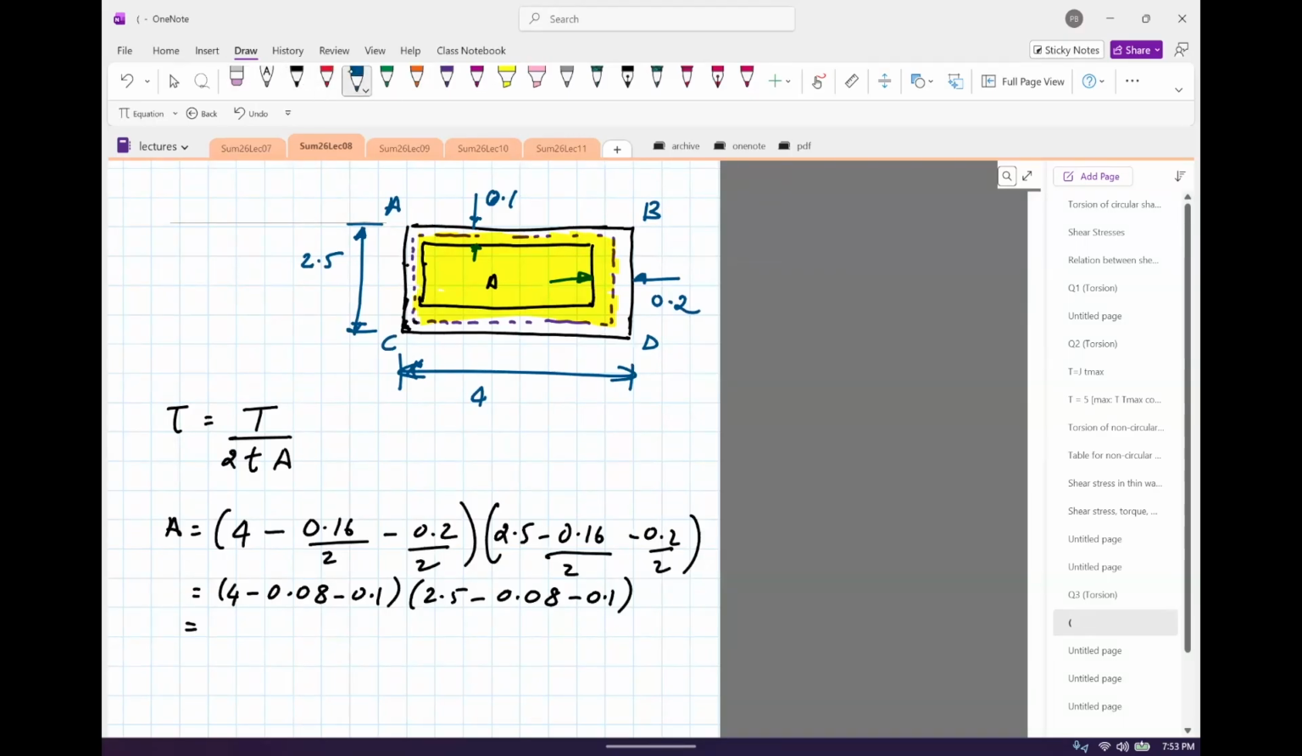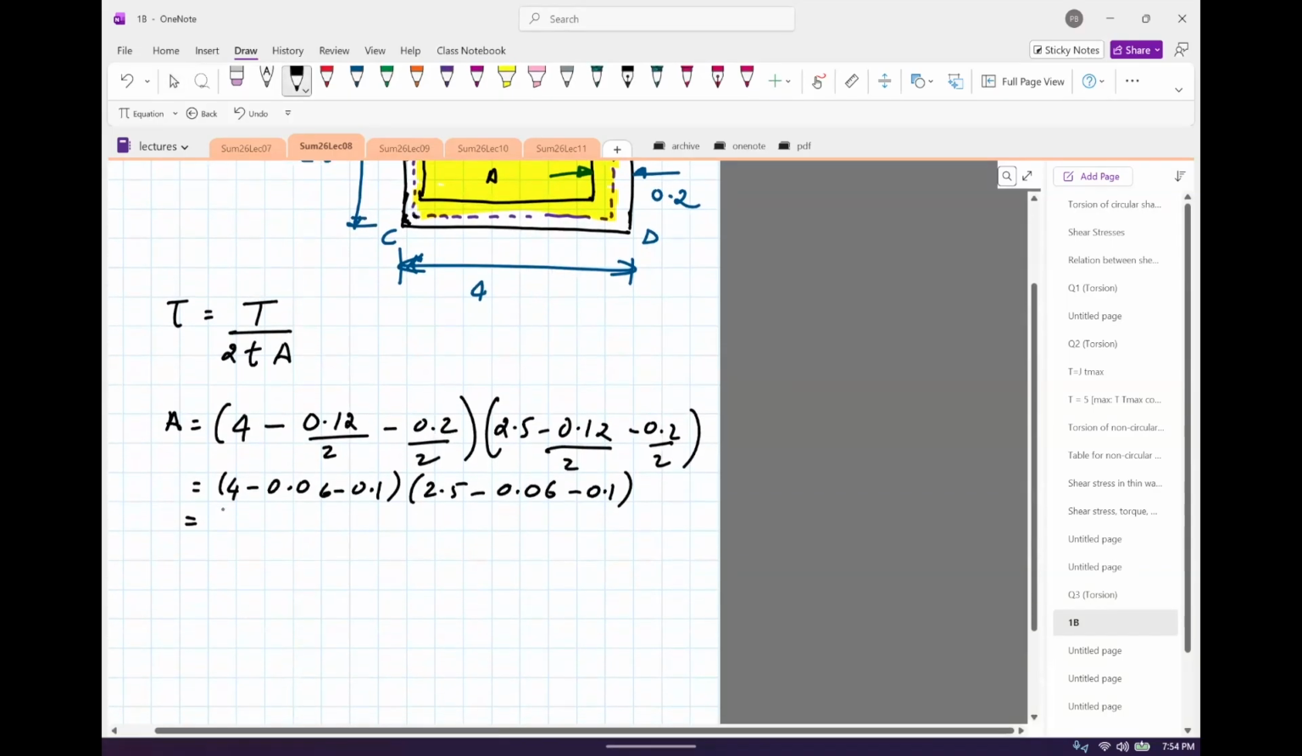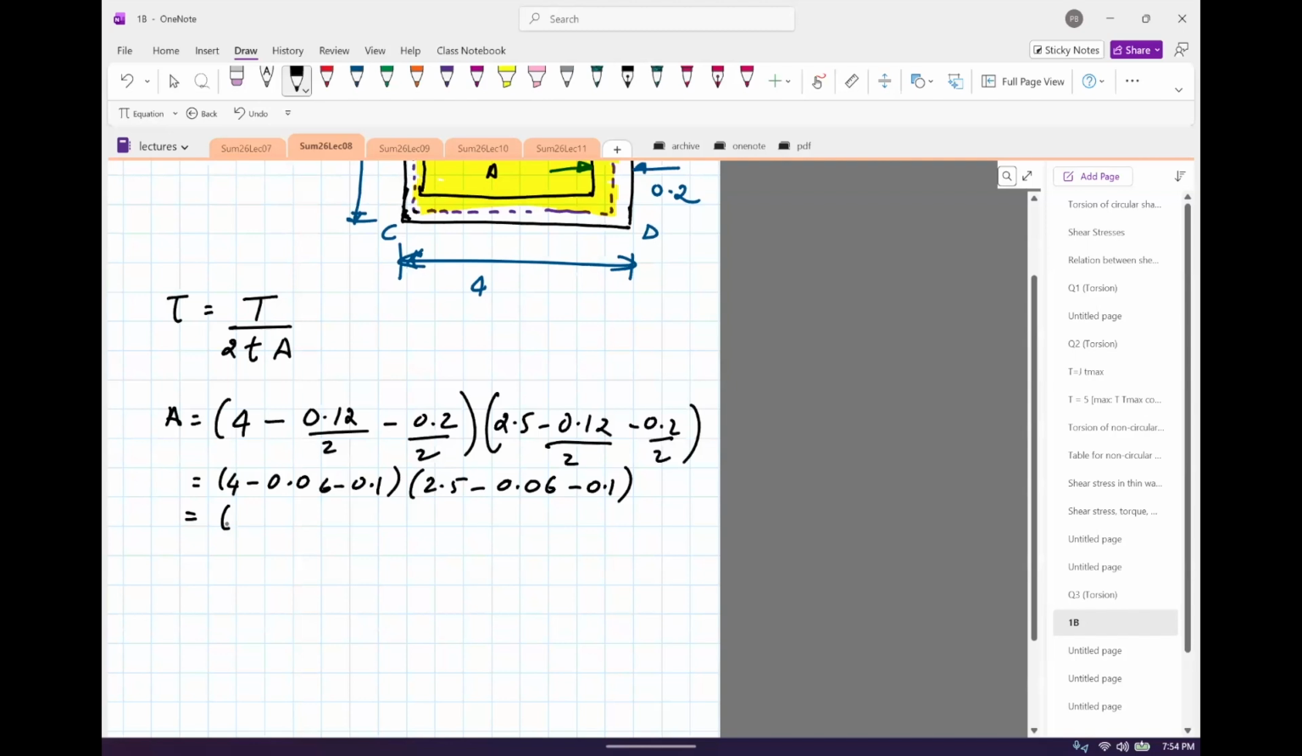This is 0.12. So there's a slight change here. Just have to substitute this, and of course, this will change. 0.12, 1206, and 06. Okay, now if you do the math on this, it turns out that you will actually get something very similar to what we've seen so far.